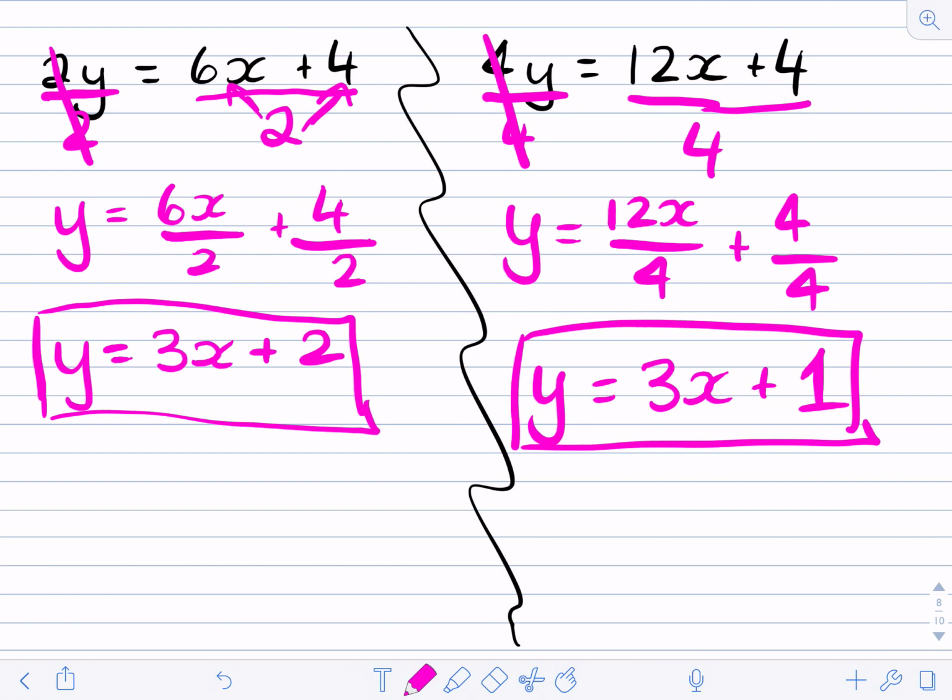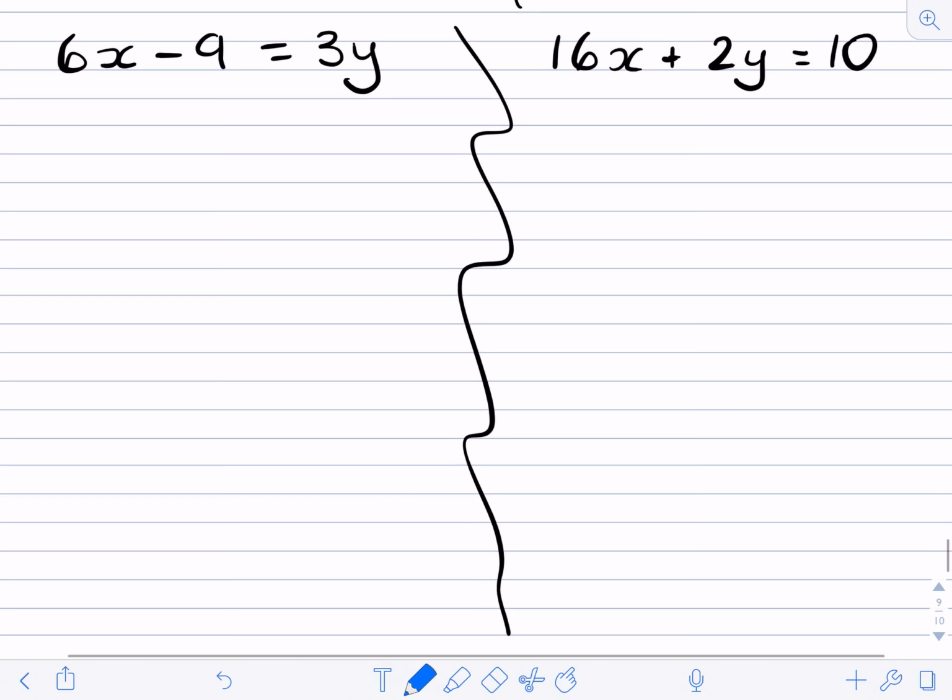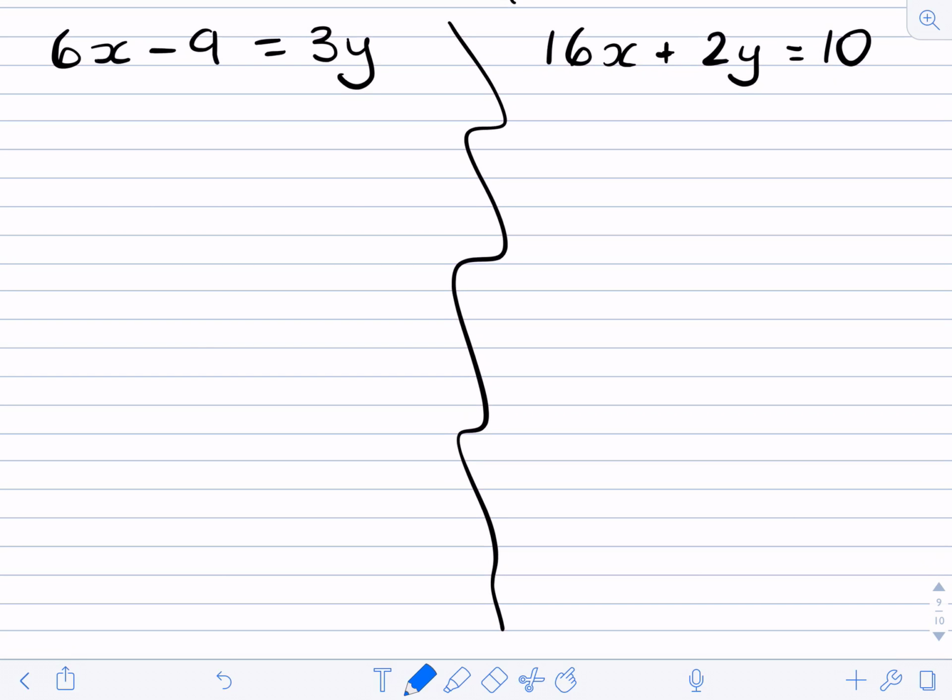Now these ones are already in the form of y equals mx plus b. This being your y, this being your mx, and this being your b. Let's move on to some other examples. Here, I need to get y by itself. Now it doesn't matter which side of the equal sign the y is. I just need to get it by itself.